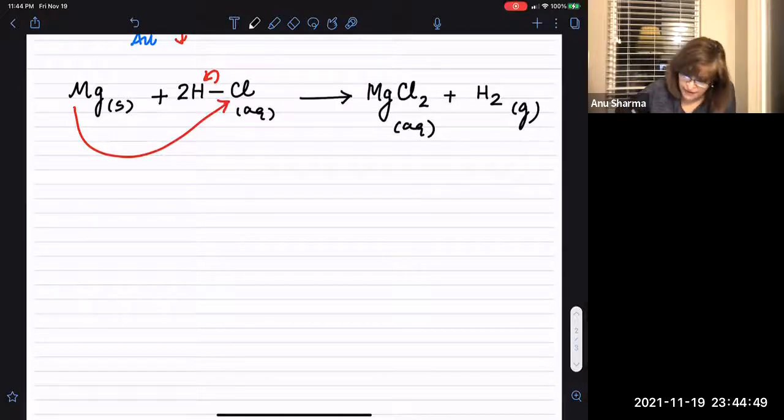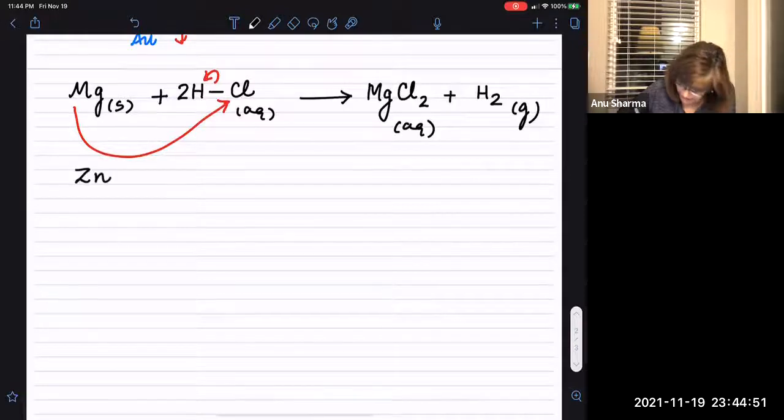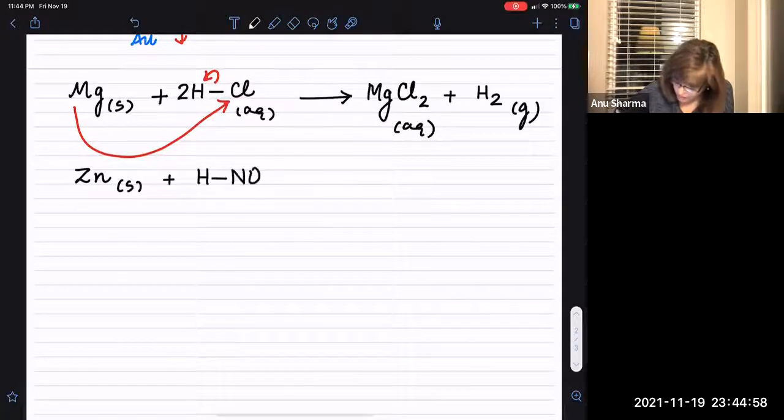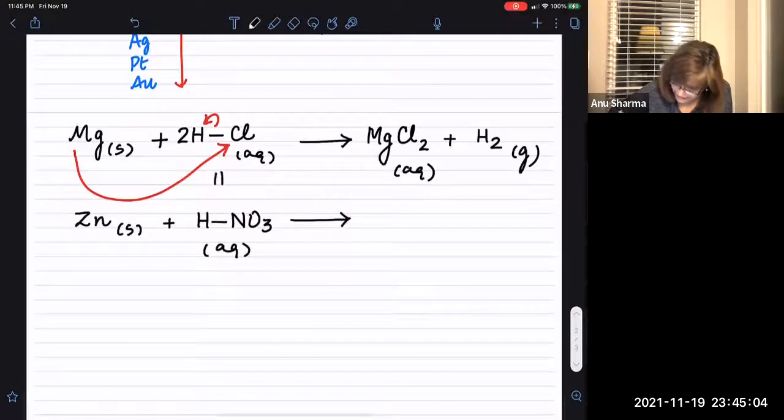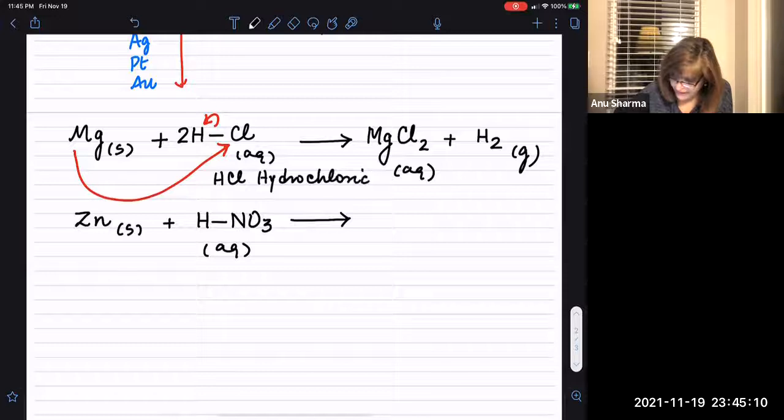This will happen. Next, look at the same story with zinc. Zinc as a solid, when it reacts with HNO3, that's nitric acid. Then in that case, what happens? This is the HCl acid, hydrochloric acid.